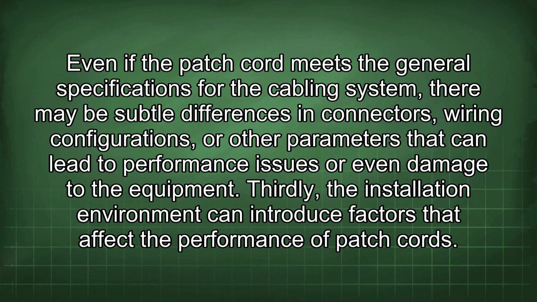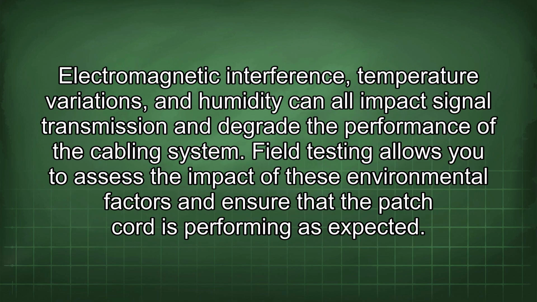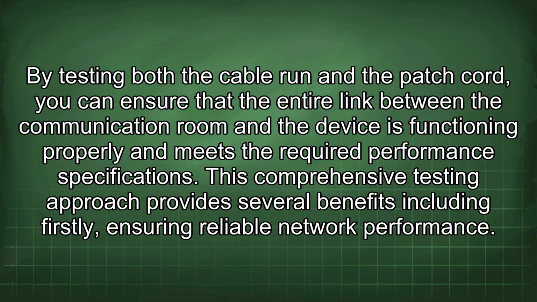Thirdly, the installation environment can introduce factors that affect the performance of patch cords. Electromagnetic interference, temperature variations, and humidity can all impact signal transmission and degrade the performance of the cabling system. Field testing allows you to assess the impact of these environmental factors and ensure that the patch cord is performing as expected. By testing both the cable run and the patch cord, you can ensure that the entire link between the communication room and the device is functioning properly and meets the required performance specifications.